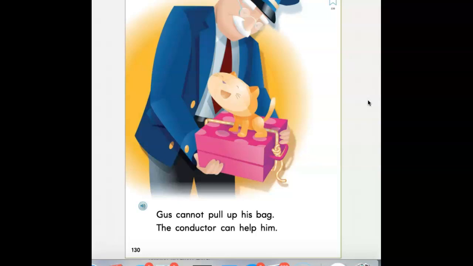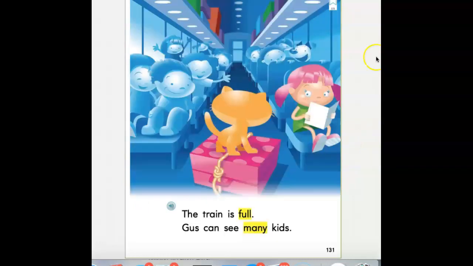Who is the conductor? The conductor is the man with the hat and the uniform on. A conductor is usually the person who is in charge of a train. So our conductor is helping Gus pull up his bag. The train is full. Say it with me. The train is full.